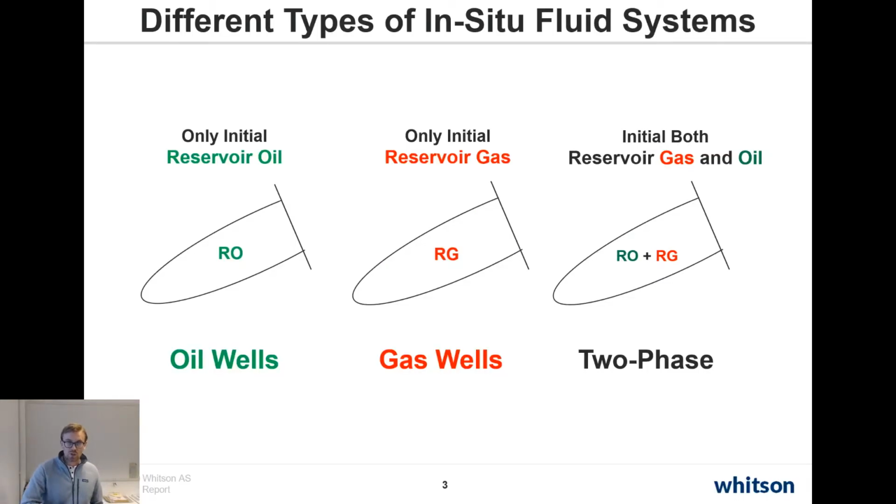And just for the sake of this course, and to simplify a little bit, we'll assume that we have three different types of reservoirs. Either a reservoir that's initially only reservoir oil, another one that's only initial reservoir gas, or a reservoir that has both reservoir gas and reservoir oil in situ.